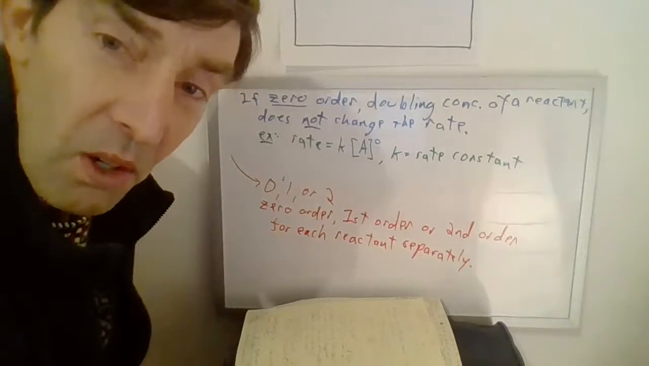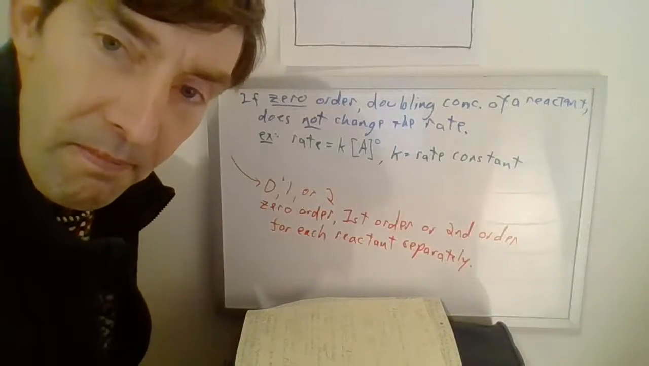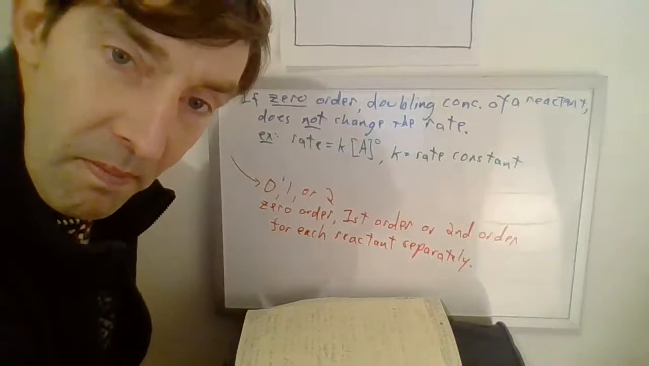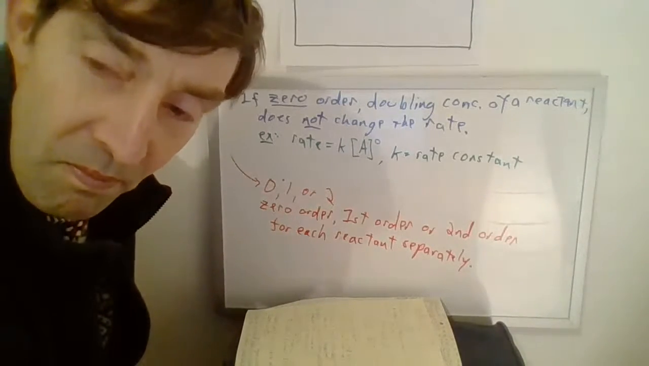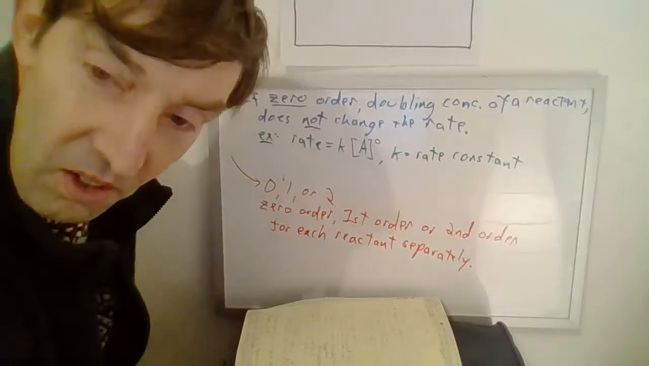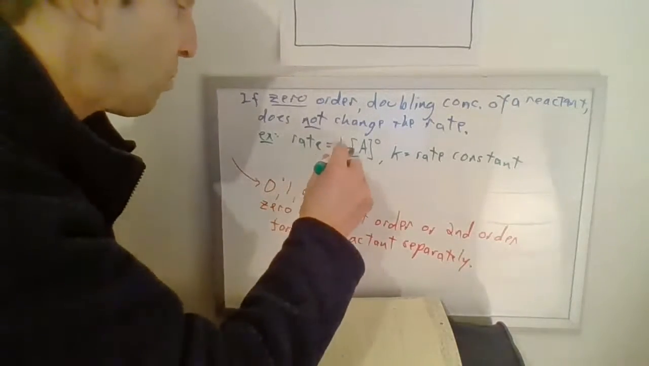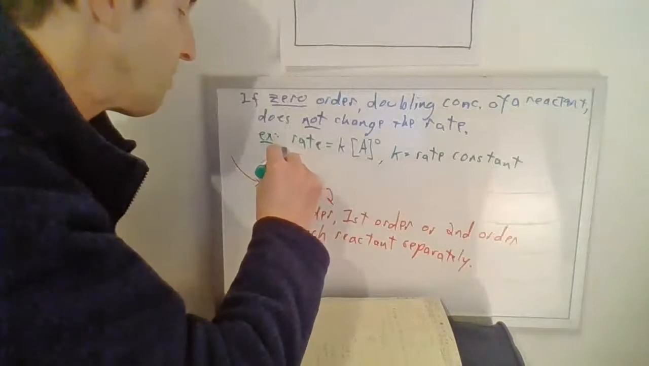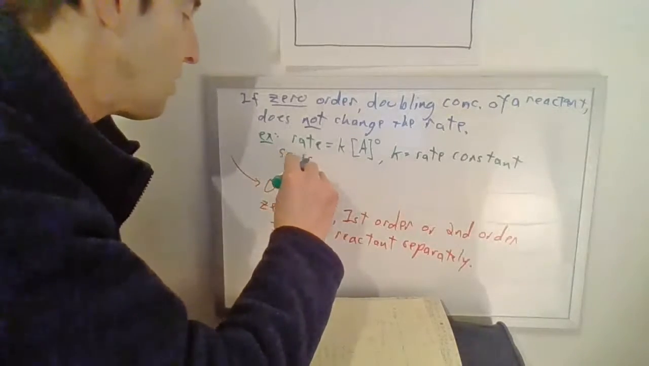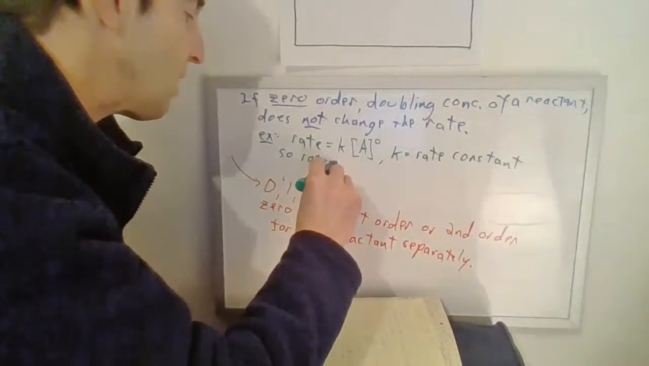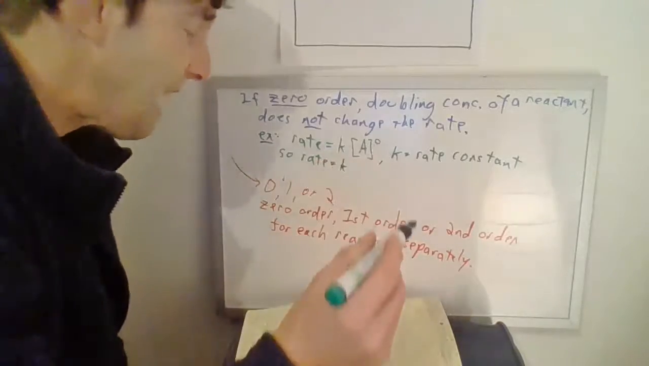Anything to the 0 power is what? Thank you, Chelsea and Arrow and others. It's 1. So what this becomes is just the rate equals k.